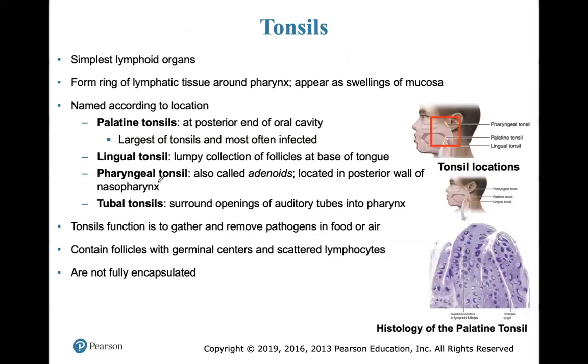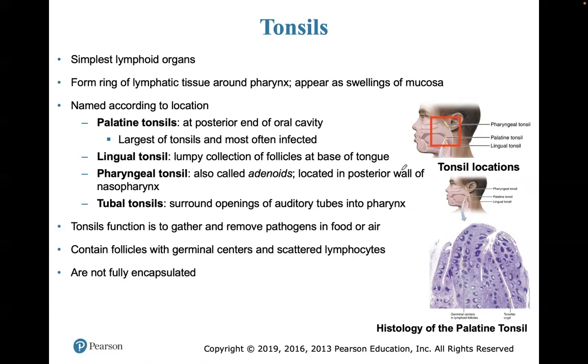So let's talk about that first. Tonsil. Tonsil is the simplest lymphoid organ. It's located around our pharynx. Three types. One is the palatine tonsil, which is located at the posterior end of the oral cavity, so behind your tongue.